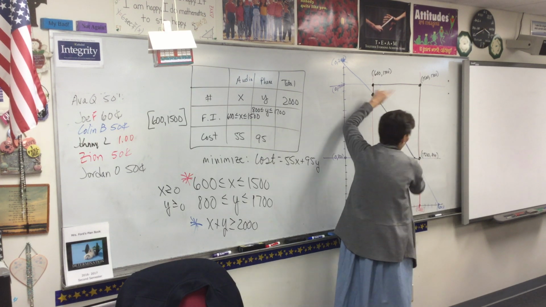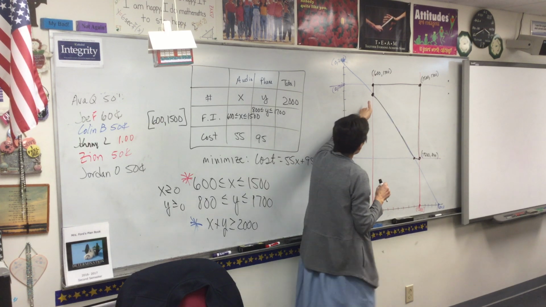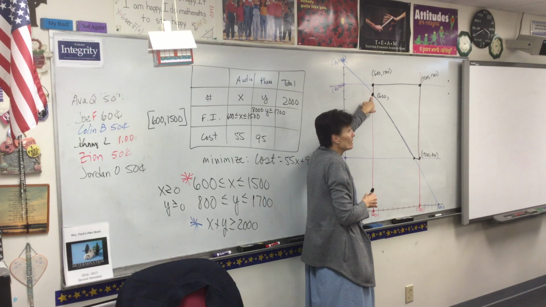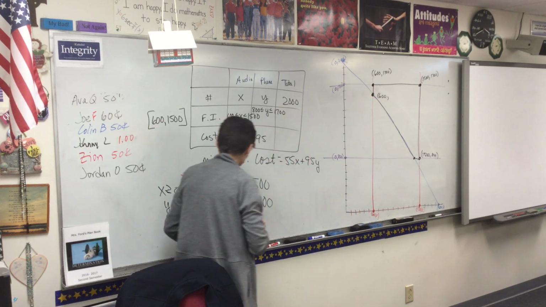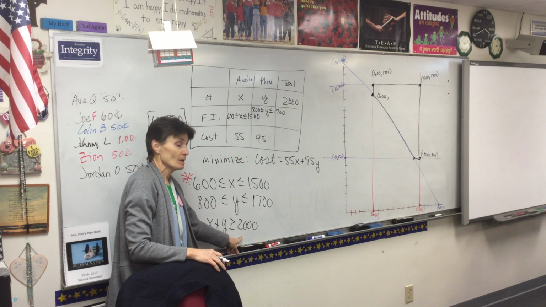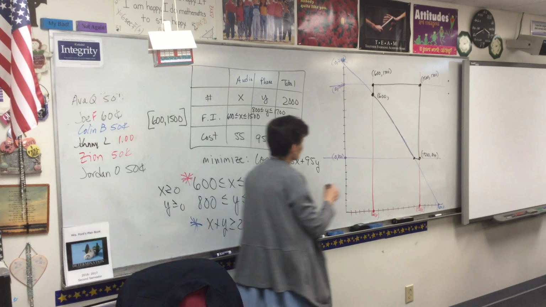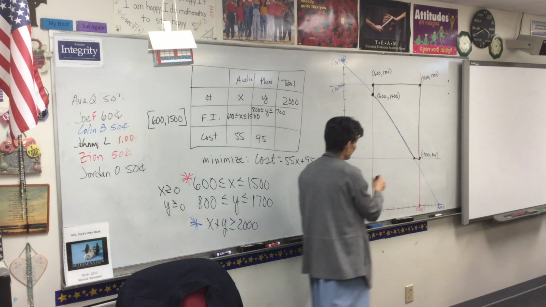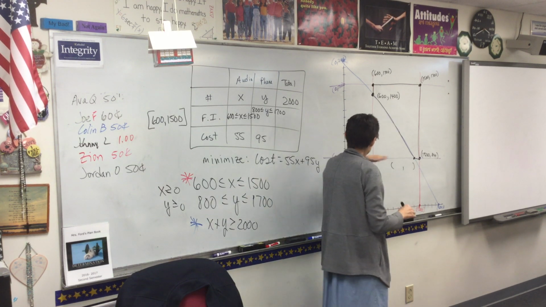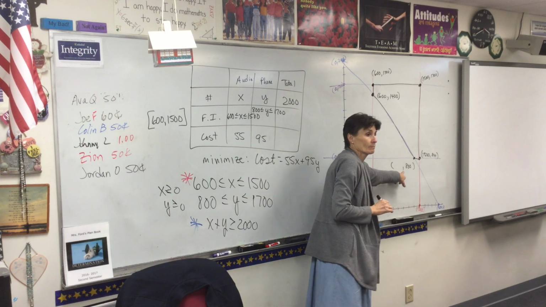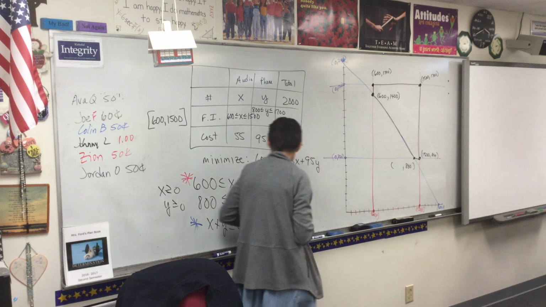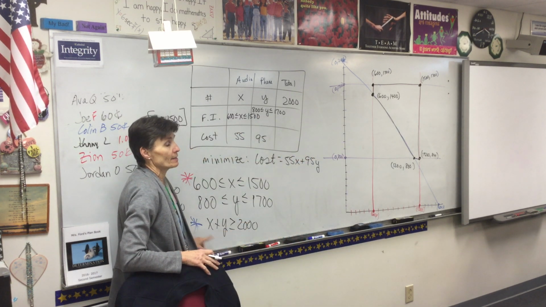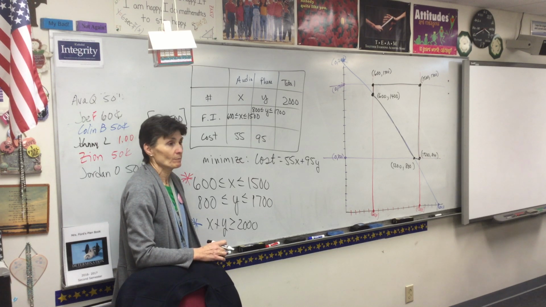Now, these two are also easy, but they're not quite as easy. We know about this point that his X is 600. He's on the blue line. And we know that points on the blue line add up to 2,000. So if X is 600, then Y has to be 1,400. And over here, we can do the same thing. Only over here, we know the Y is 800. And if the Y is 800, then the X would have to be 1,200. Because if you're on the blue line, you add up to 2,000. So every point on the blue line has to add up to 2,000.